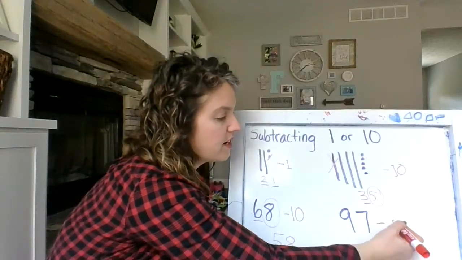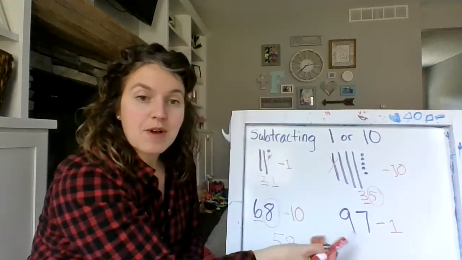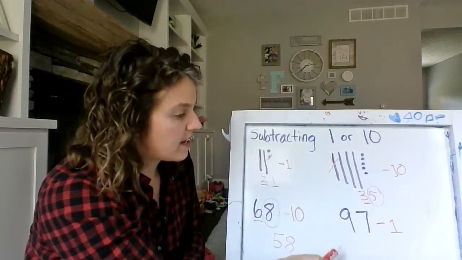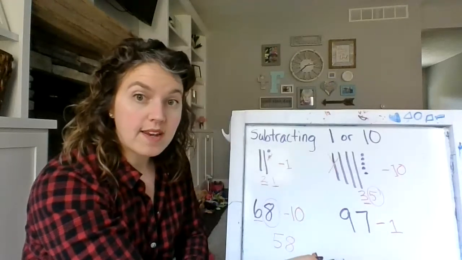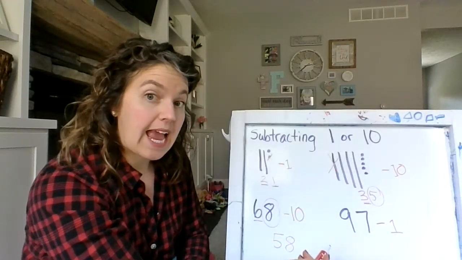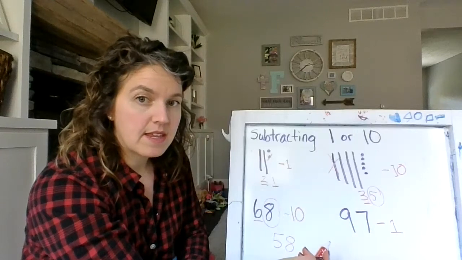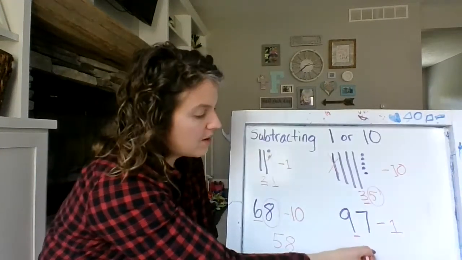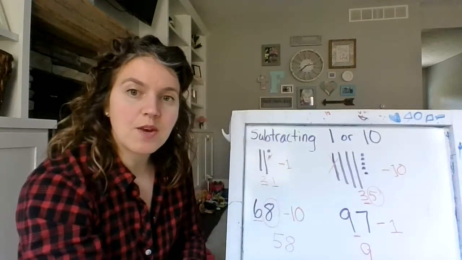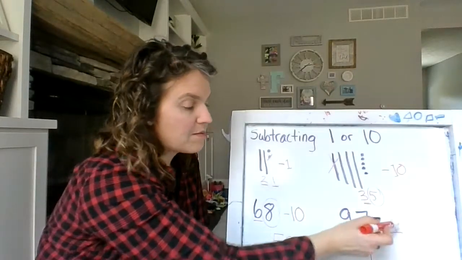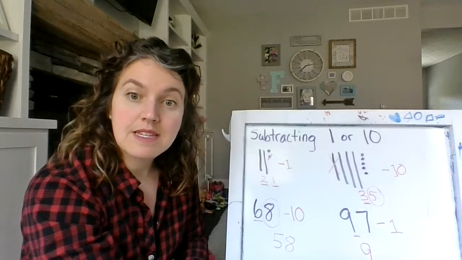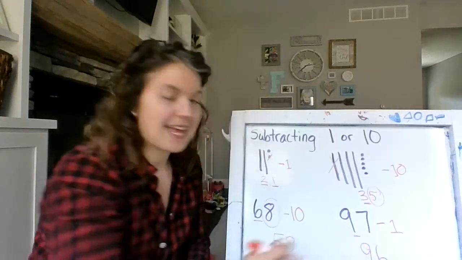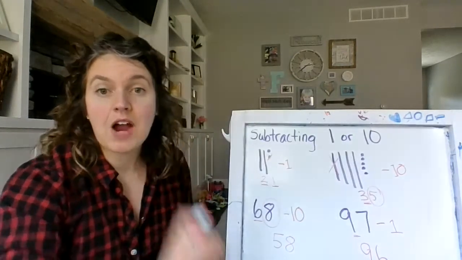And let's look over here. My number I'm starting with is 97. And if I'm taking away 1, is that going to make it 87? No. This 9's not changing. We're going to keep that because we're just taking away 1. So 7 minus 1 is 6. 96.